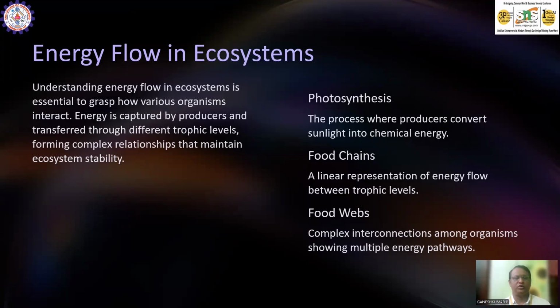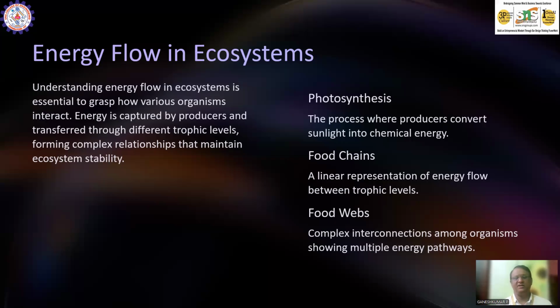So how does the energy flow in the ecosystem take place? The first basic energy flow is through photosynthesis. That is the process where the producers, that is plants, convert sunlight into chemical energy and produce starch. The food chain is a linear representation of energy flow between the trophic levels. When a goat, or herbivore, takes the plant, the energy from the plant will go to the consumer at the first level. Then it is taken by a human being or some other animal. Then energy flows like a food chain.